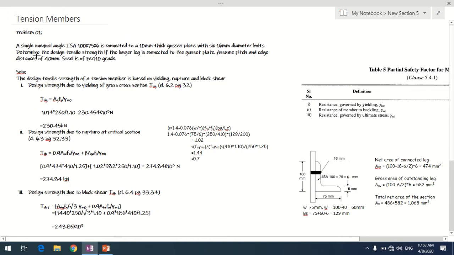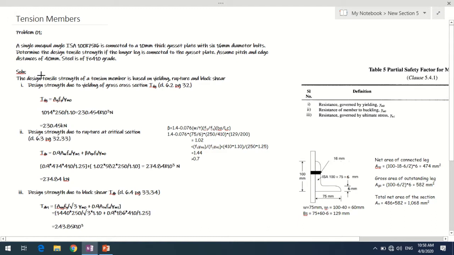You need to determine the design tensile strength if the longer leg is connected to the gusset plate and the pitch and edge distance are given as 40. The grade of steel is Fe410. So with that you need to find what is the design tensile strength.